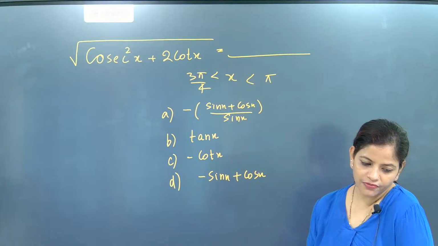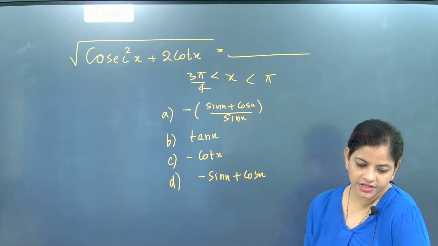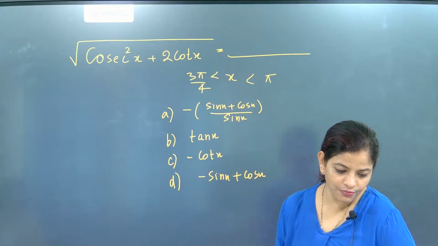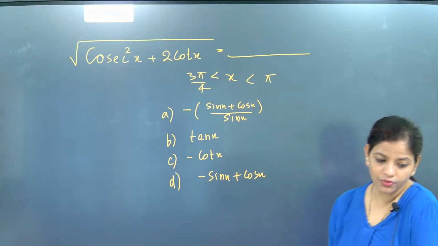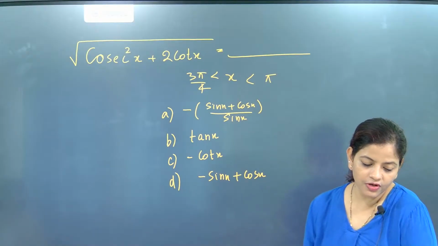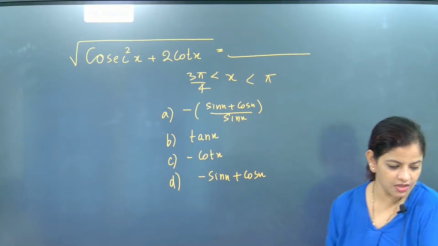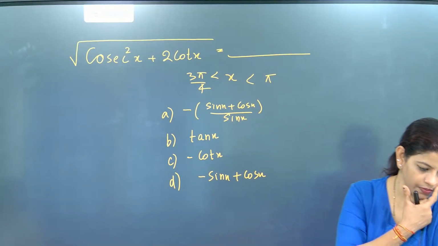3 pi by 4 to pi, beta. The basic section is this only. Killer part is there only. 3 pi by 4 to pi. 3 pi by 4 to pi. Will their value be positive or negative, beta? That is very important to see. Check one time.